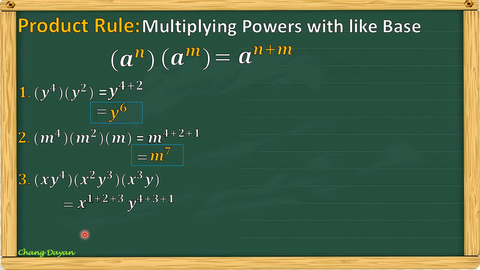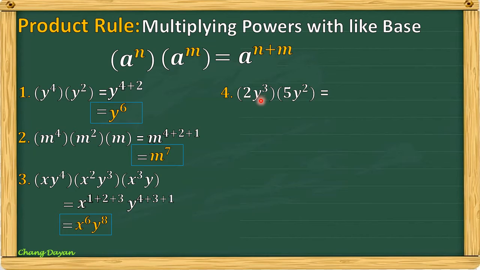Ang susunod natin ay i-add ang exponent. So, here, x raised to, add natin 1 plus 2 plus 3. And we'll get x raised to the 6th power. Sunod naman, i-add natin ang exponent ng y. You have 4 plus 3 plus 1. We'll get y raised to the 8th. So, our answer is x to the 6th power, y to the 8th power.